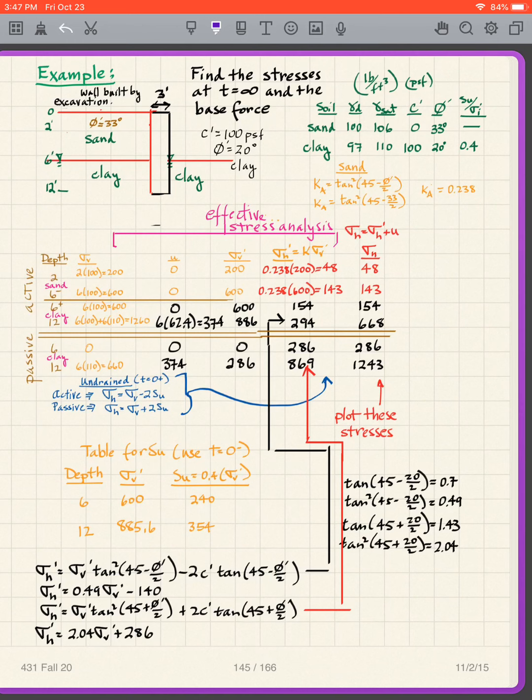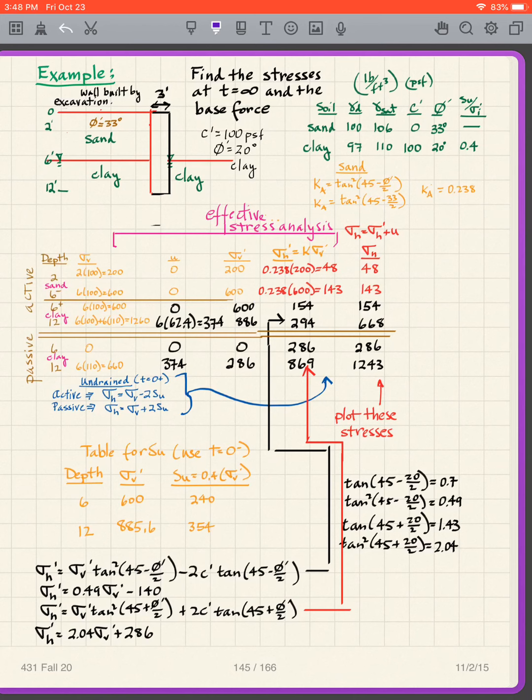Let's just go through the stresses. You can all do the sand, so I'm not going to go through that again. We've done that enough times. Let me just make the following comment. For the sand, I need to get my Ka. And Ka, of course, is tangent squared of 45 minus phi prime over 2. I plug in the 33, I get a Ka of 0.238. So I use the 0.238 in the calculation of sigma h prime.